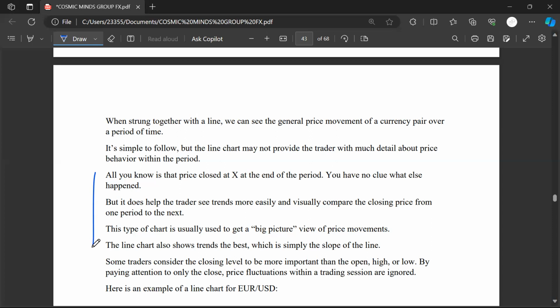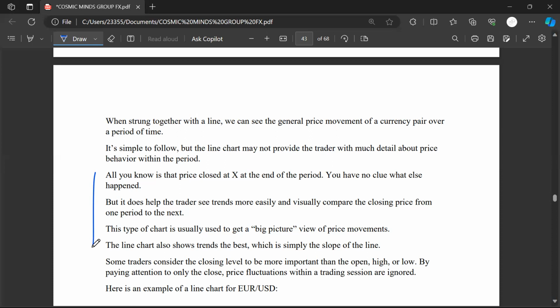Now, it does help the trader see trends more easily and visually compare the closing price from one period to the next. This type of chart is usually used to get a big picture, like I said, an overview, a view of price movement. The line chart also shows trends.